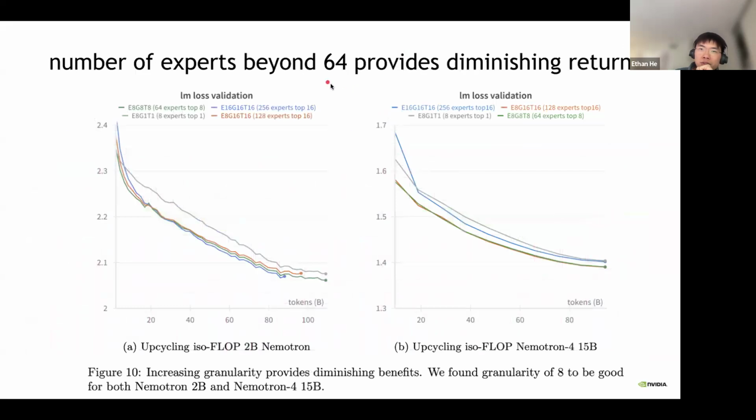And an additional experiment on the number of experts. We found 64 experts is kind of like the sweet spot. If you increase the number of experts beyond 64, it provides diminishing returns.